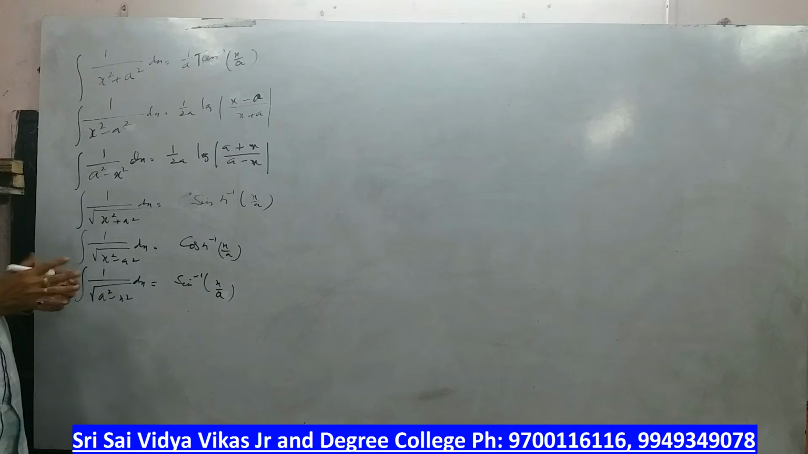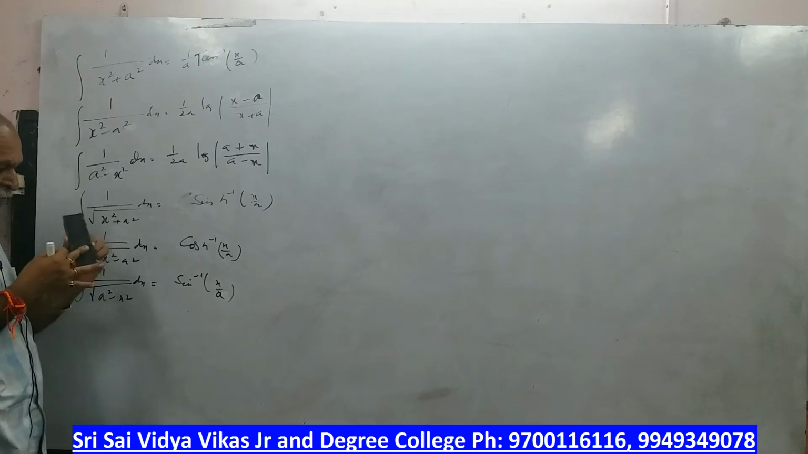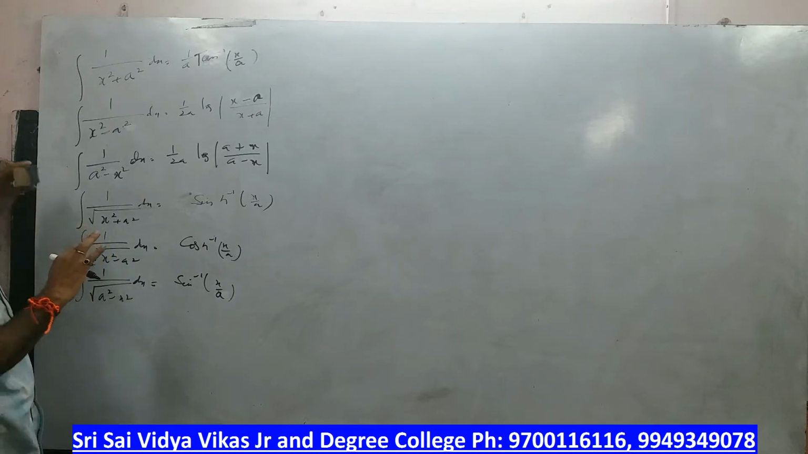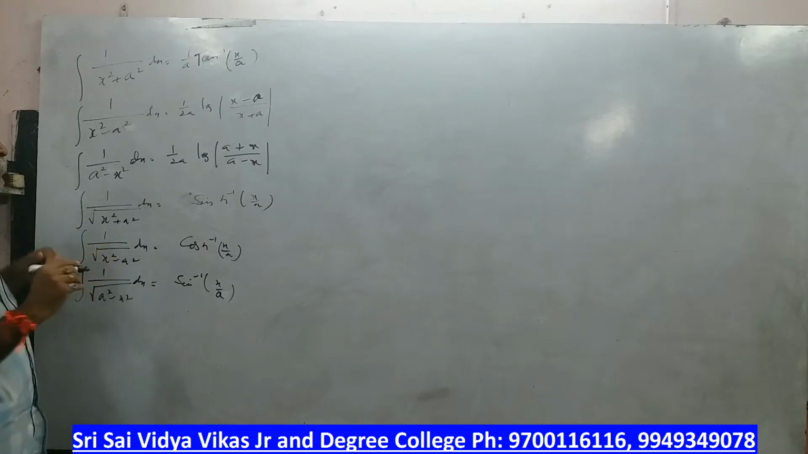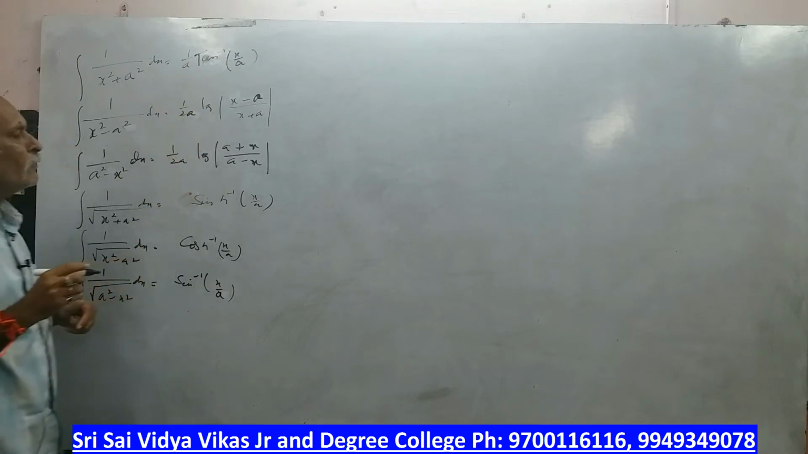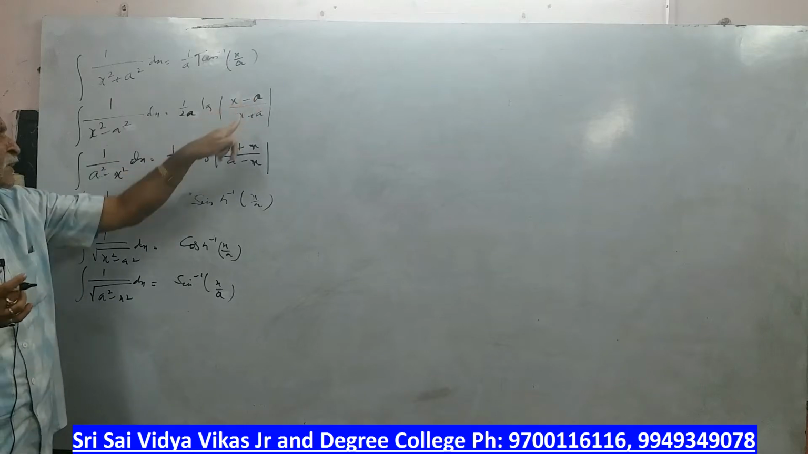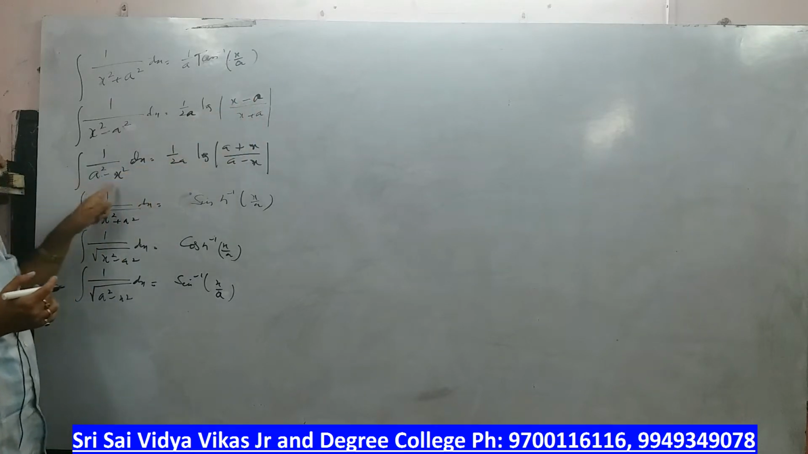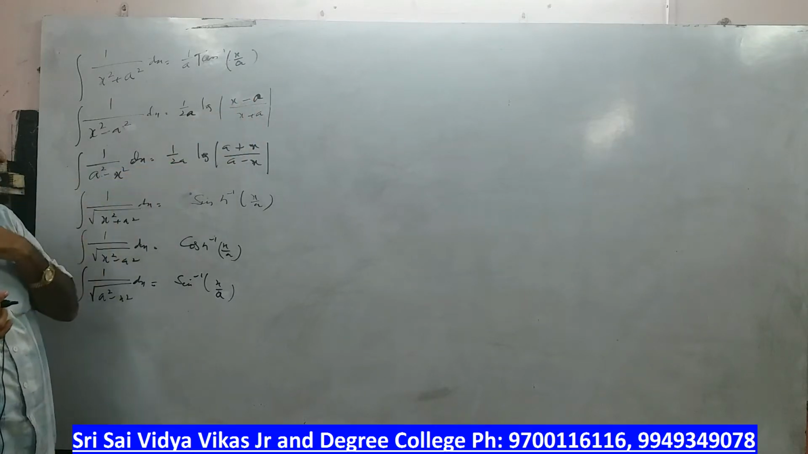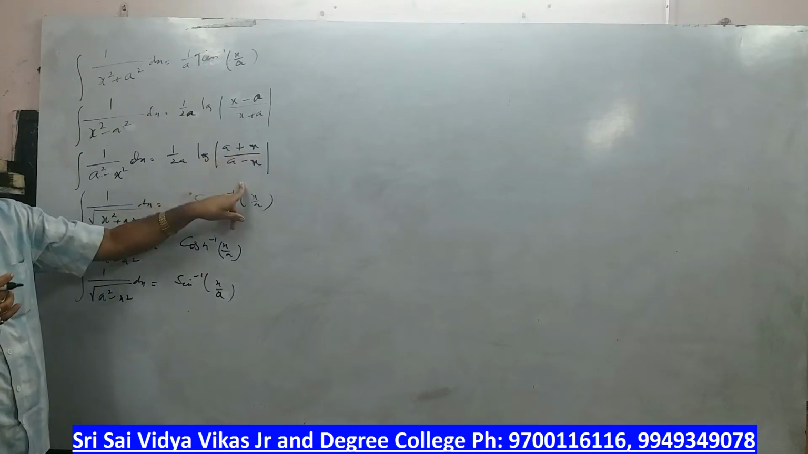1 by x square plus a square is equal to 1 by a tan inverse x by a. What is the formula? 1 by a tan inverse x by a. 1 by x square minus a square is 1 by 2a log of x minus a by x plus a. Then a square minus x square, 1 by 2a log of a plus x by a minus x.